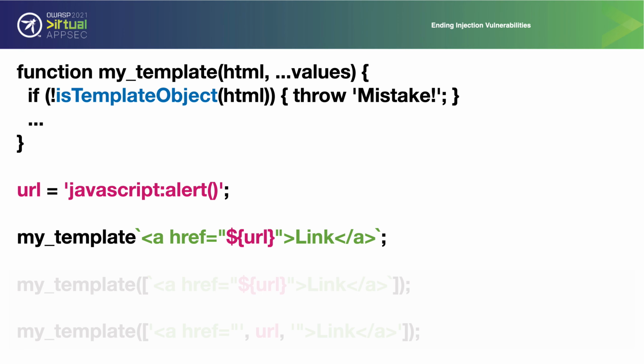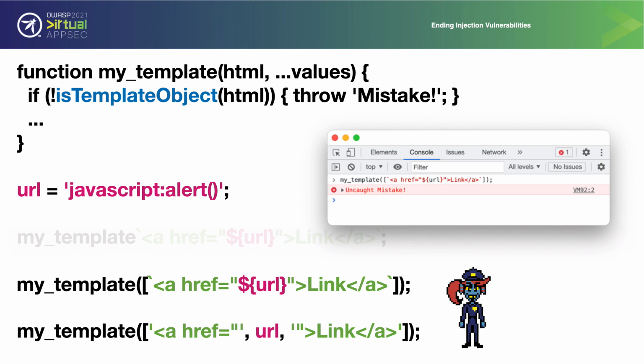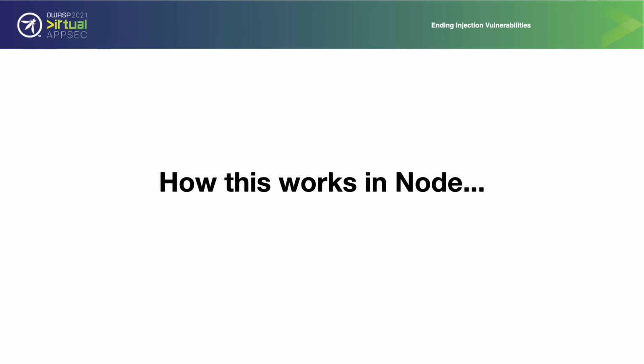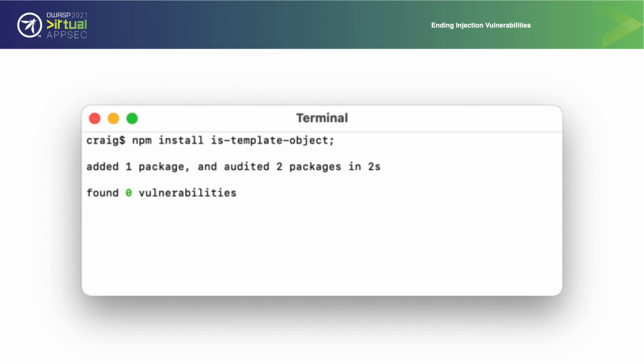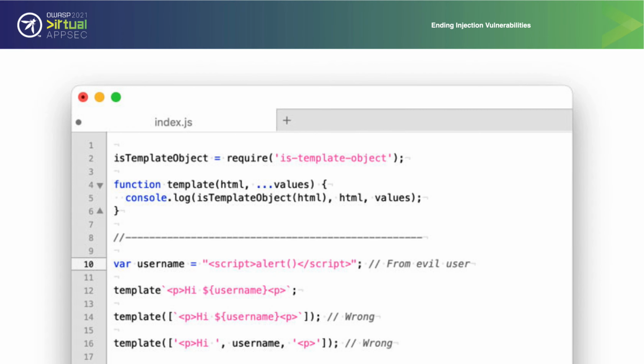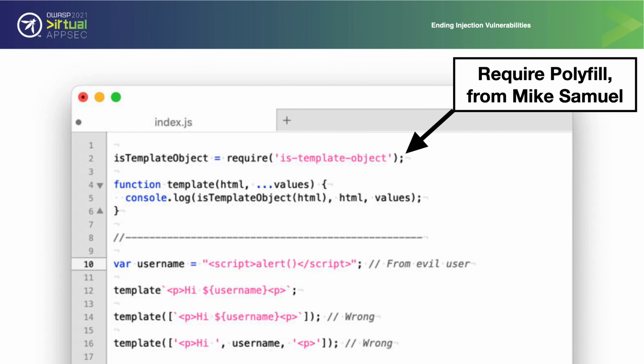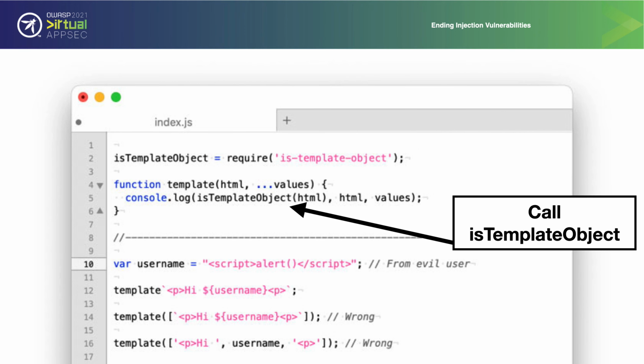So when we use the tag template correctly, that's all good and everything's fine. But if you don't use it correctly, now you can throw an exception. Nice and simple. How does this work in Node? Well, first of all, you have to install that polyfill. npm install isTemplateObject. We'll just install it. To use it, you just simply require the polyfill first, and then you just call the function.